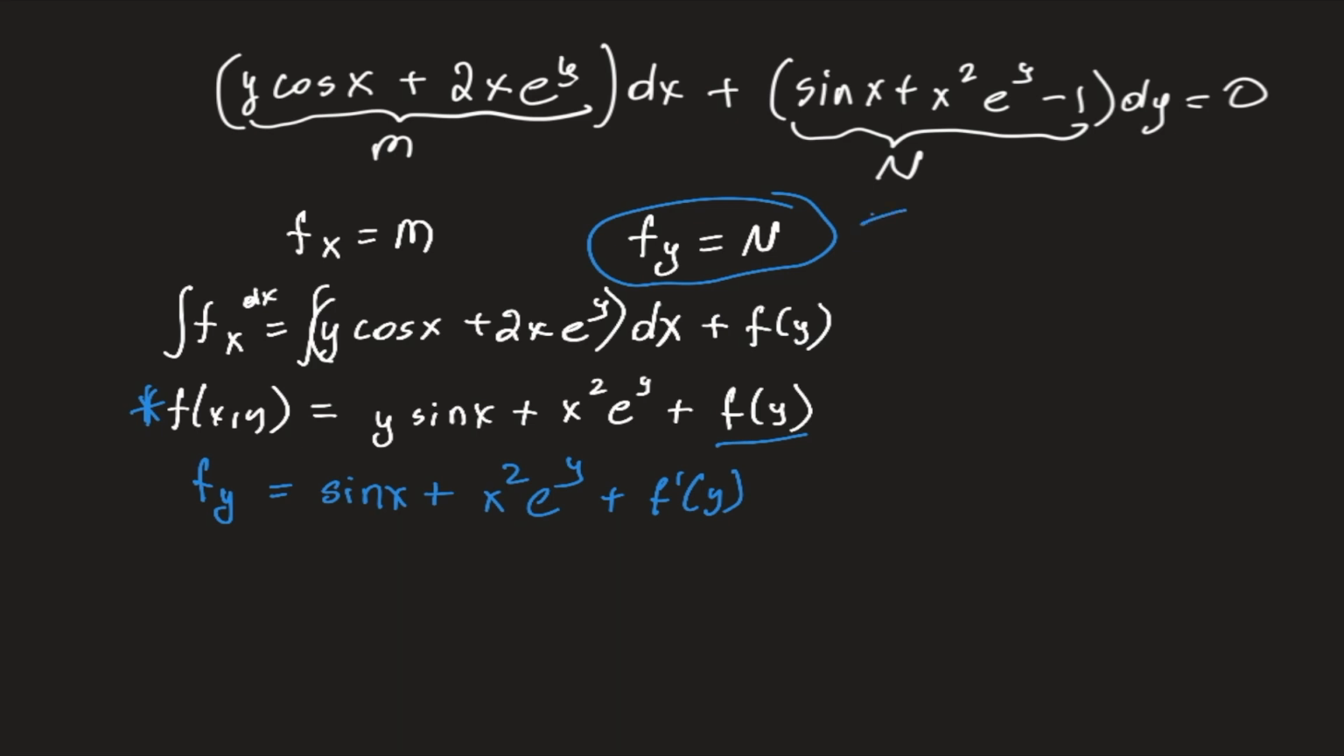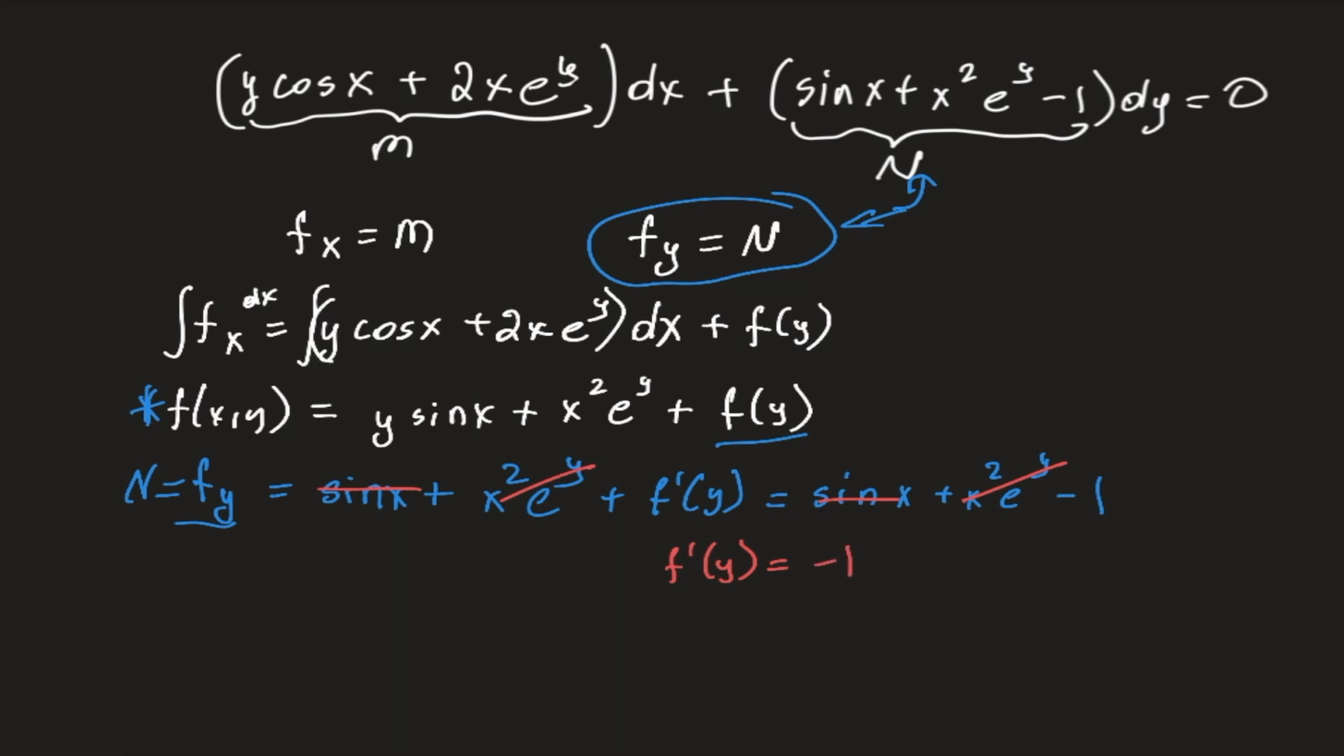And again, going back to here, we know that this is equal to n. And n was this function right here. So we can say that this is equal to sine x plus x squared e to the y minus 1. Now let's see what we can cancel. Sine x goes away, x squared e to the y goes away, and all we're left with is f prime of y is equal to negative 1 again.